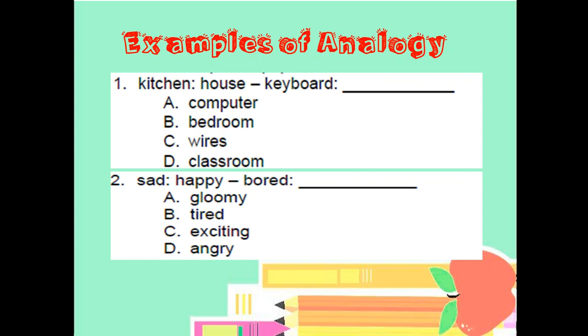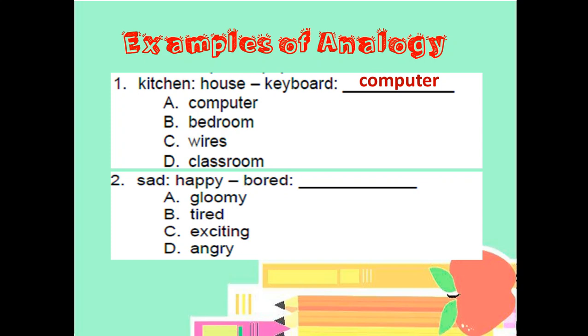Now, let's try to focus on the first example. Kitchen is for house, keyboard is for blank. A. Computer, B. Bedroom, C. Wires, or D. Classroom. Let us try to identify the relationship of the analogy of the two sets of words. The answer would be, you are correct, computer, because kitchen is part of the house, then keyboard is part of the computer. That is the relationship of the two set of words.